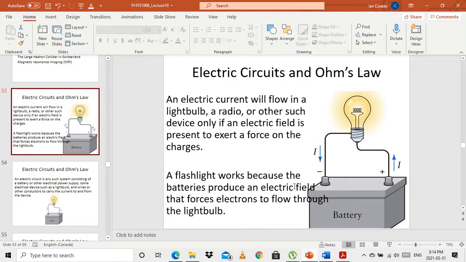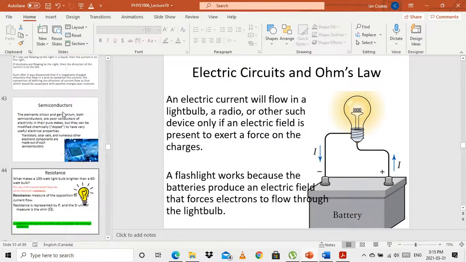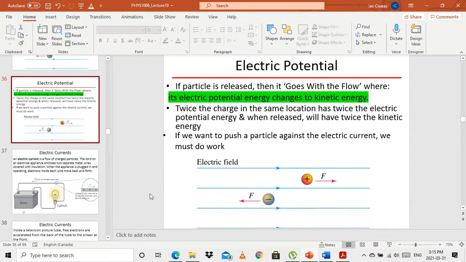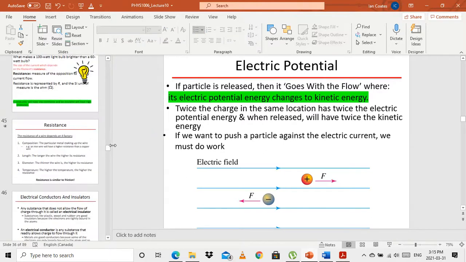And that's what this is all about. There's your electric potential energy, right? It all has to do with the battery producing the electric field. And once you have the electric field, that's slide 53. Once you have the electric field, wham, they start to move, right? Go with the flow. Now, what was that, 53?